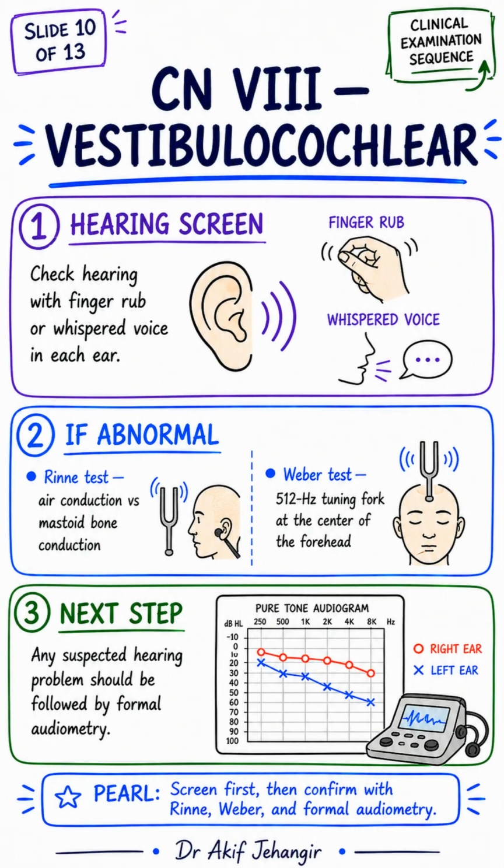For cranial nerve 8, screen hearing with finger rub or whispered voice in each ear. If abnormal, proceed to Rinne and Weber tests. Rinne compares air conduction with mastoid bone conduction, and Weber checks lateralization using a 512 Hz tuning fork at the center of the forehead. Any suspected hearing problem should be followed by formal audiometry.